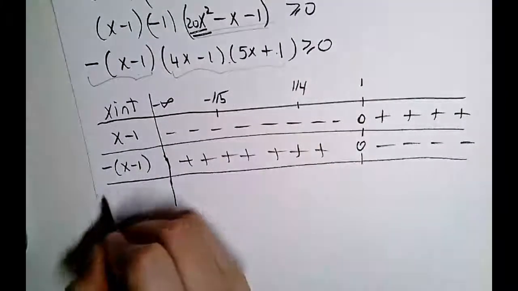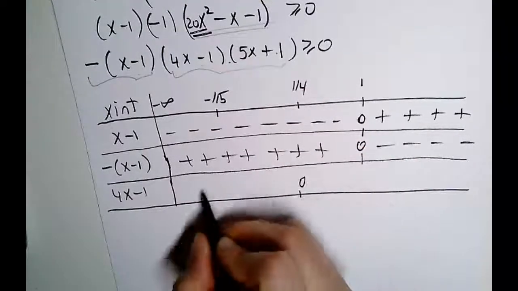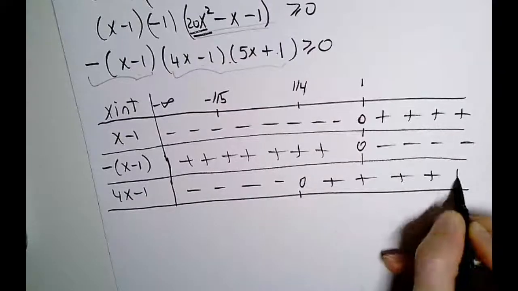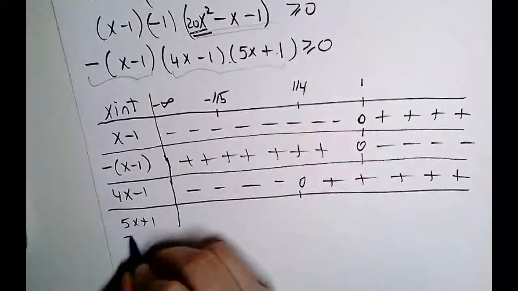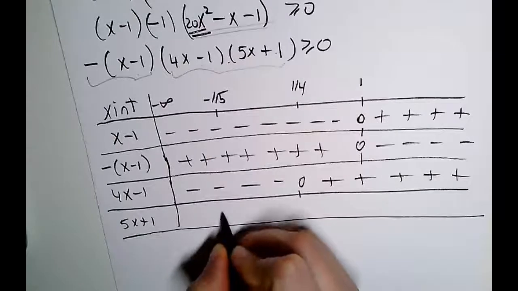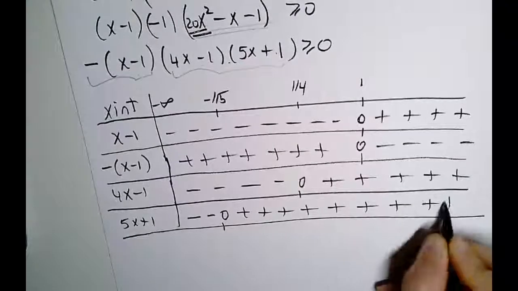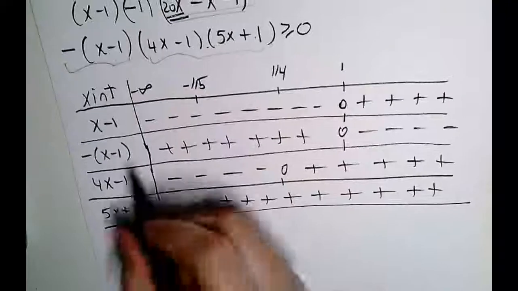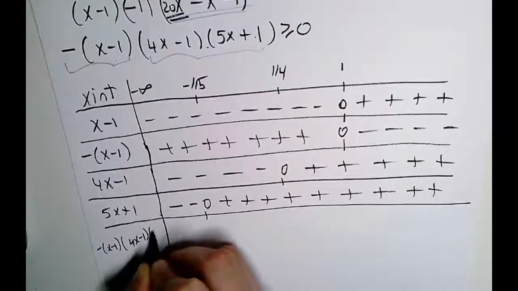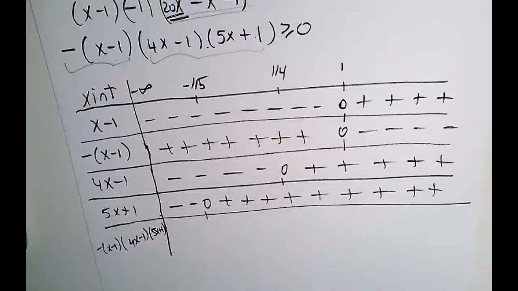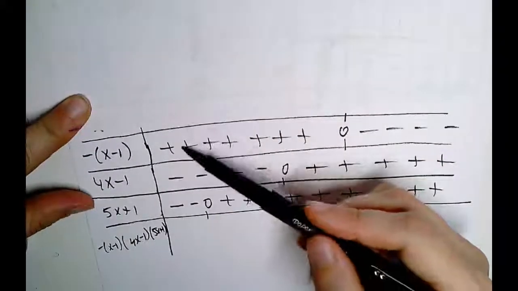Then we put the factor 4x minus 1. 4x minus 1 is 0 when x is 1/4, minus before and plus after. Then 5x plus 1: this one is 0 when x is negative 1/5, and it's negative before and positive after. Now in the last row, I'm going to put the whole thing: negative x minus 1 times 4x minus 1 times 5x plus 1. I'm going to look at these last three rows and multiply them all together.